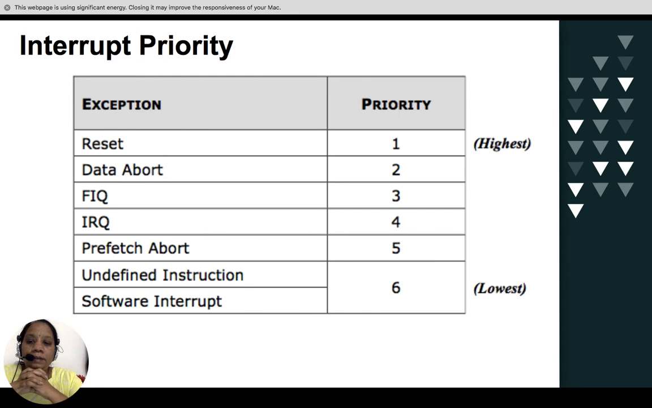Okay, and for entering into system mode and for coming back to user mode, you do not have any interrupts or exceptions. So that's it about the interrupts of ARM7. Hope it is clear. Thank you.